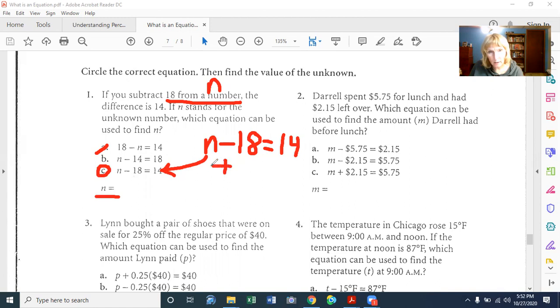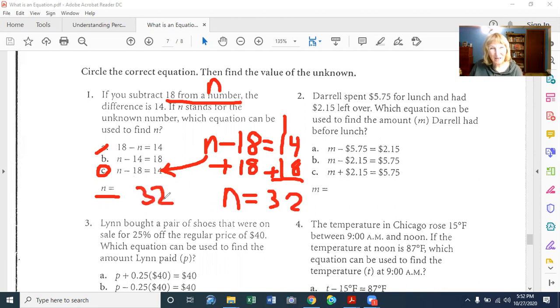So I'm going to add 18 to both sides. And the 18s will cross off. I'll be left with n equals. And what does n equal? 8 plus 4 is 12. Carry the 1, n equals 32. Okay, clear it.